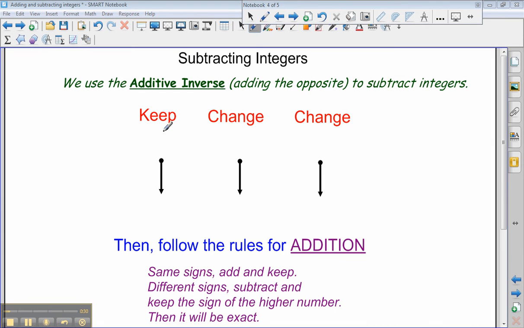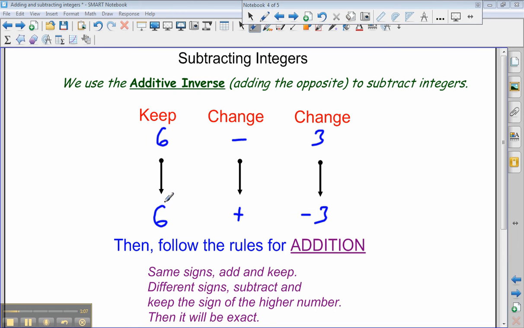So let's begin with a simple problem. 6 minus 3. I know we can do this. We can do this on our fingers or in our head or many ways because we've been doing this for quite a few years. However, I want to show you that this rule works for all subtraction problems. So we keep 6. It stays exactly the same. We change subtraction to addition, and we are going to again add the opposite, or add the inverse, and the opposite of positive 3 is negative 3.